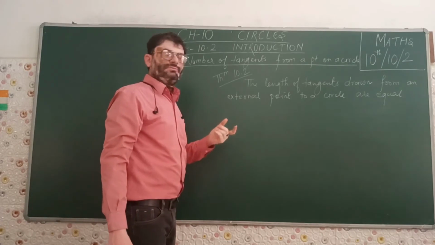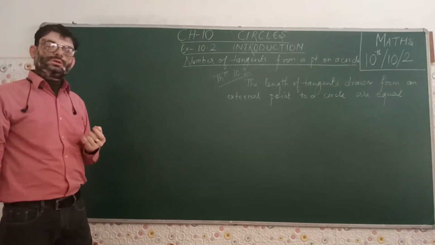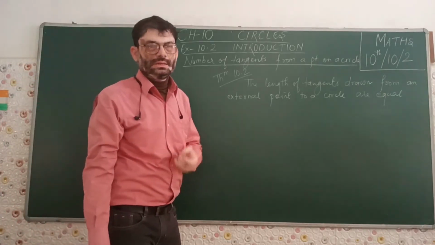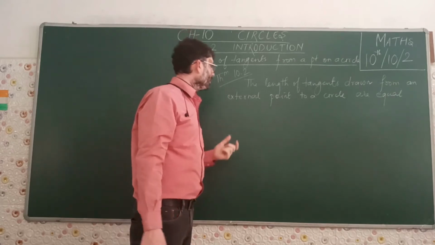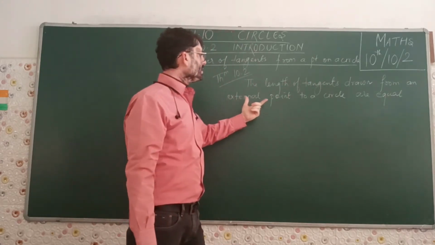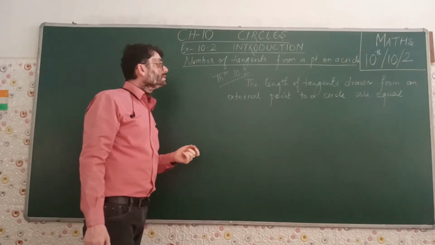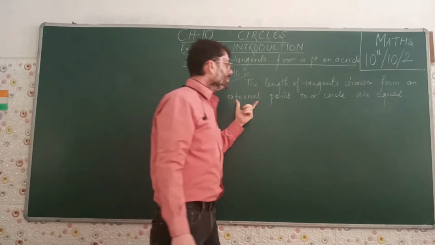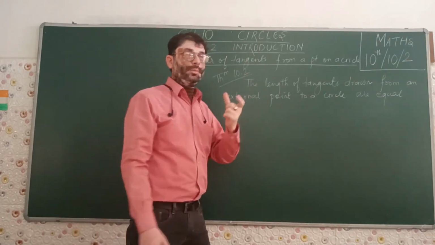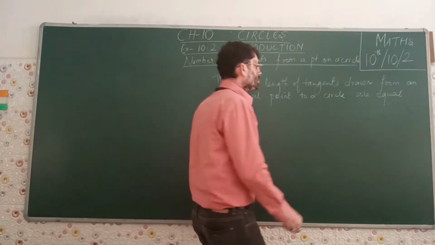So, the number of tangent formation that we have seen for different position of points, whether inside the circle, on the circle, or outside the circle. Then here follows a theorem. The length of tangents drawn from an external point to a circle are equal. That means the tangents are drawn from the external point to the circle. And how many tangents are possible to draw? Only two tangents are possible to draw.